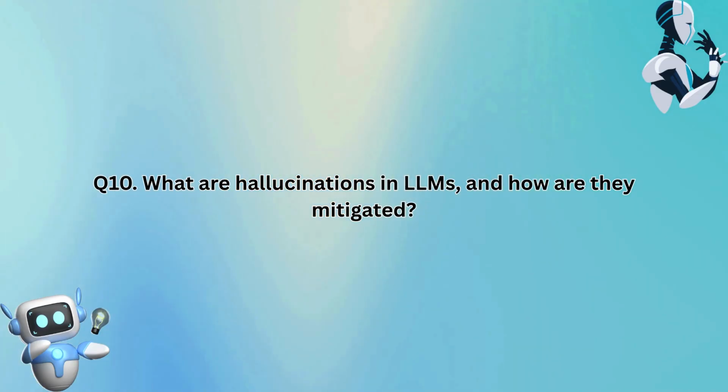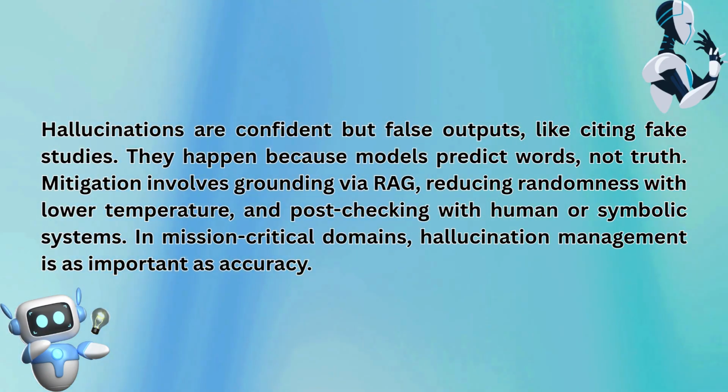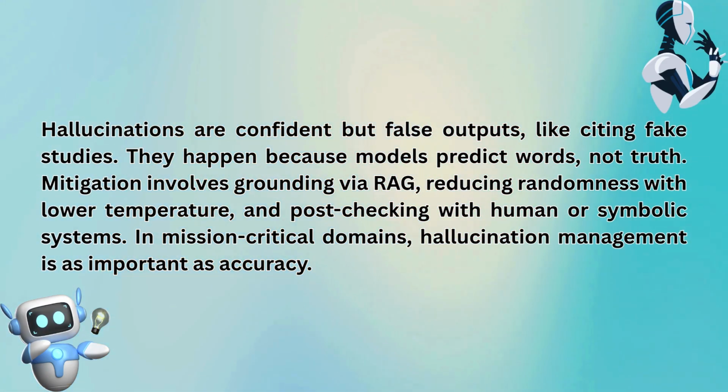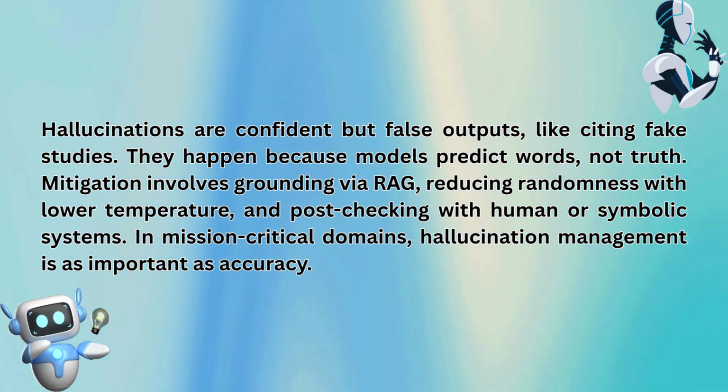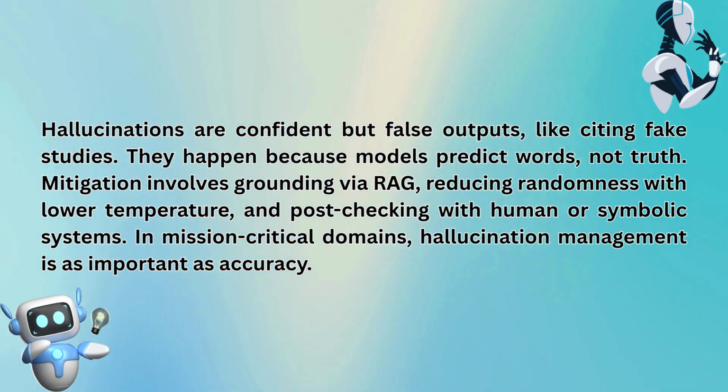What are hallucinations in LLMs, and how are they mitigated? Hallucinations are confident but false outputs, like citing fake studies. They happen because models predict words, not truth. Mitigation involves grounding via RAG, reducing randomness with lower temperature, and post-checking with human or symbolic systems. In mission-critical domains, hallucination management is as important as accuracy.